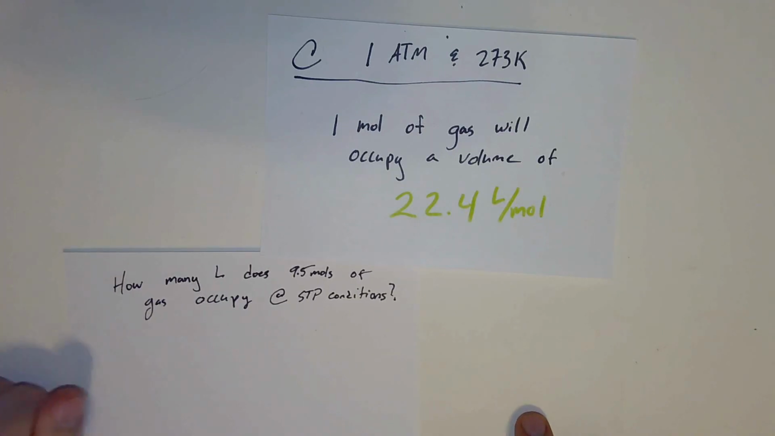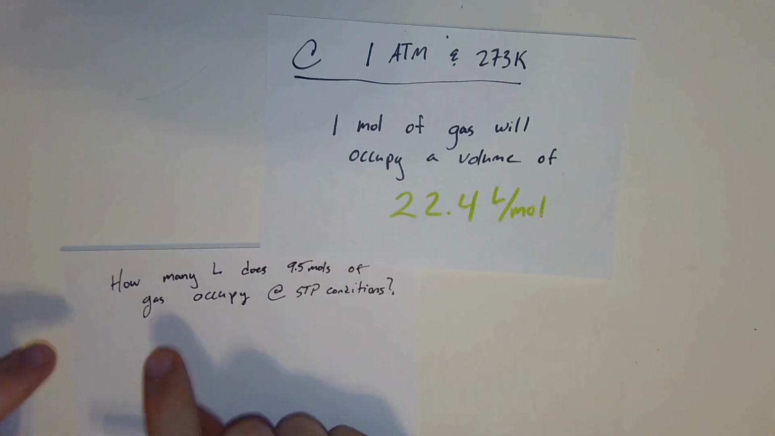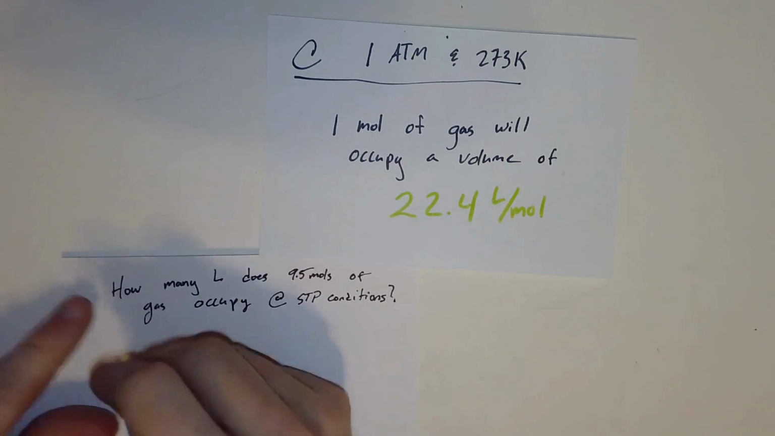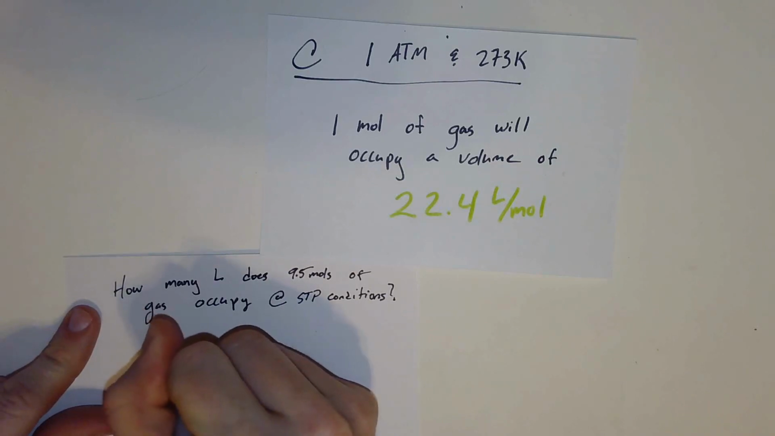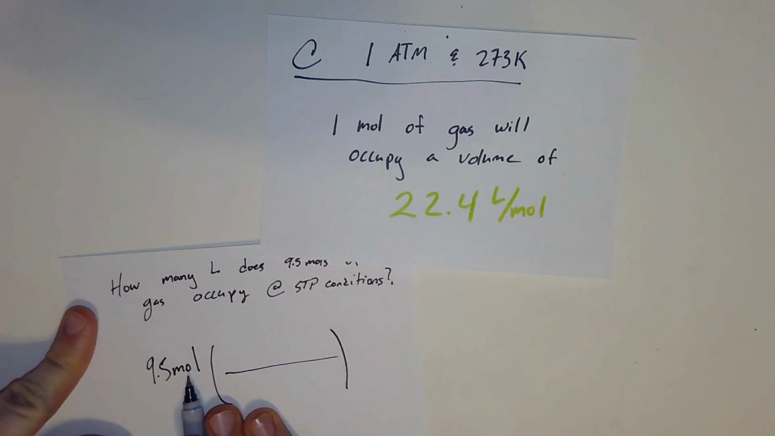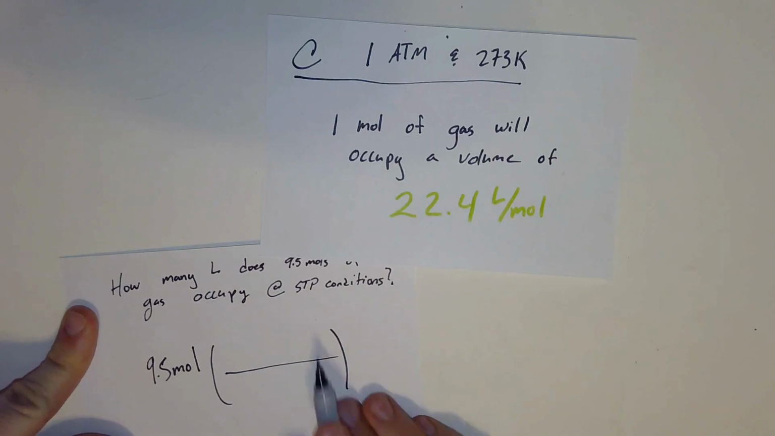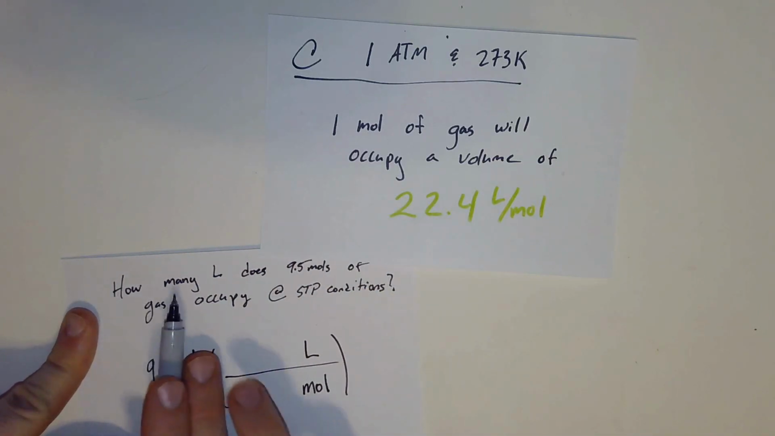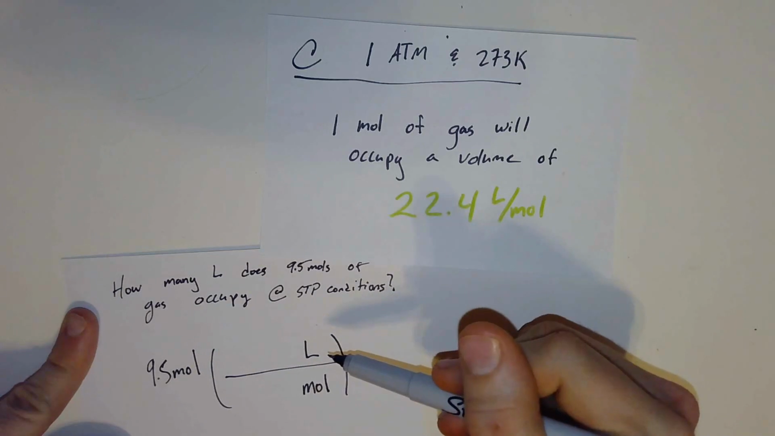Alright, so this question asks, how many liters does 9.5 moles of gas occupy at STP? It doesn't matter what gas, it doesn't matter its molar mass, not yet. At STP, how many liters does this occupy? Well, let's see, I've got 9.5 moles, and I'm just going to set up a conversion factor. So moles is currently on top. So because moles is on top, where does it end up here? Which means the other term has to be liters, right? The question asks for liters, and the unknown goes on top.